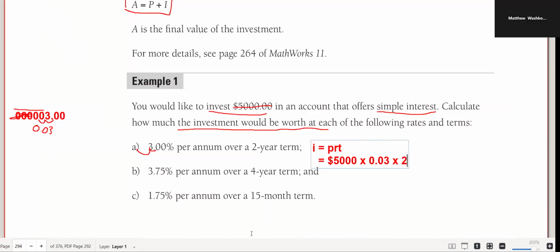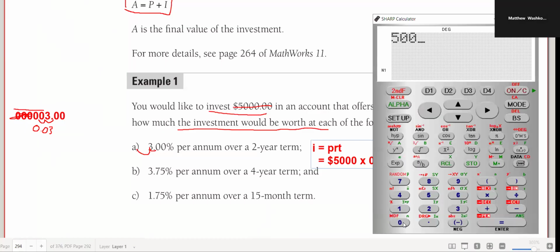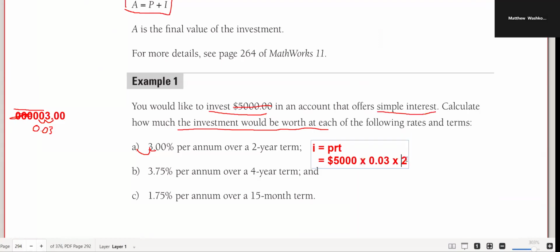times 2 years. So 5,000 times 0.03 times 2 years, $300 in interest. Yay, I'm done. No, you're not. Read the question carefully. How much would the investment be worth? And my investment, again, is my principal, which is $5,000, plus my interest, which is $300. My total investment is now worth $5,300. So read the question very carefully, please.